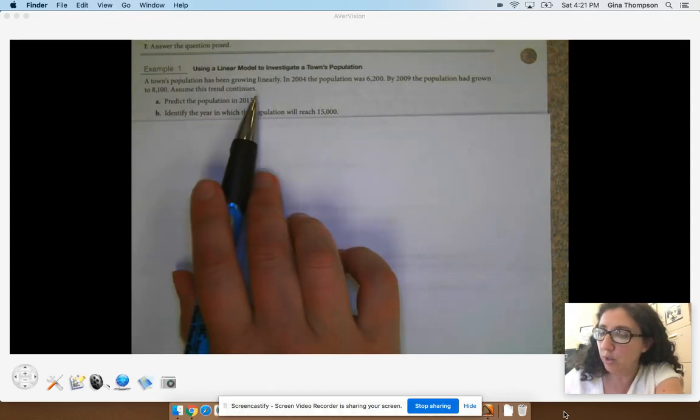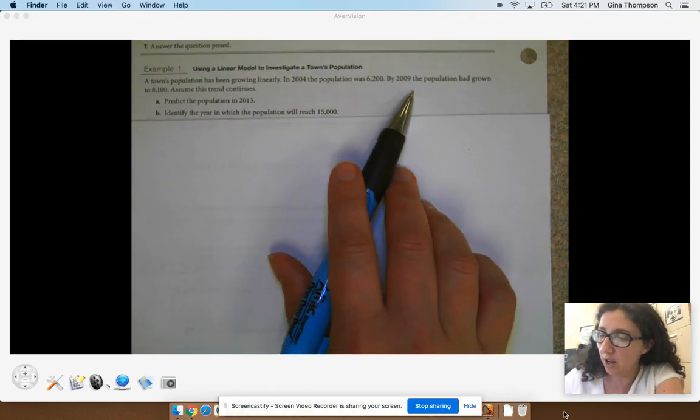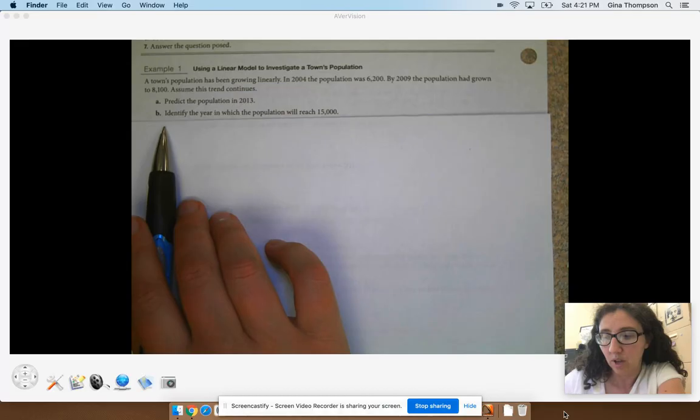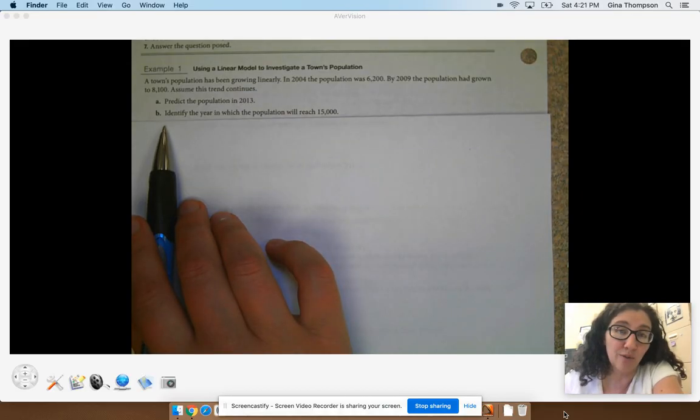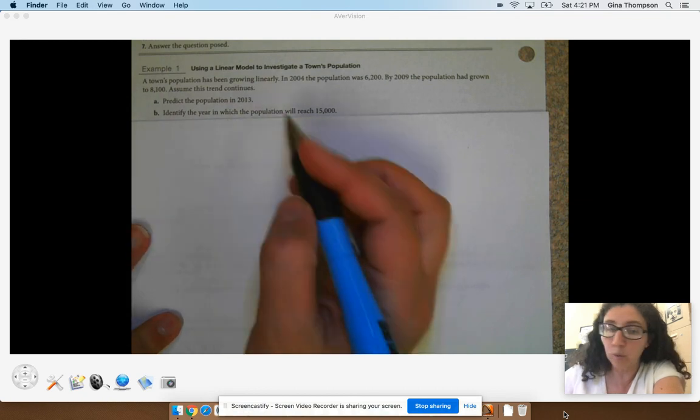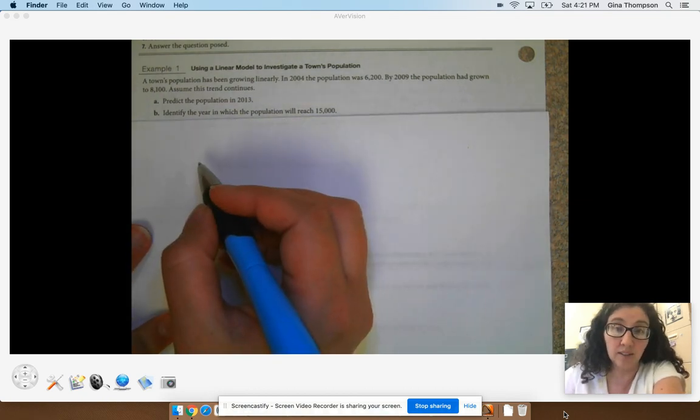They tell us in 2004 it was such and such. By 2009, it was 8,100. Assume this trend continues. So the only thing that's a little bit different that we haven't done so far is using this to predict future events. So first thing we have to do before we can solve anything is get our equation, right?